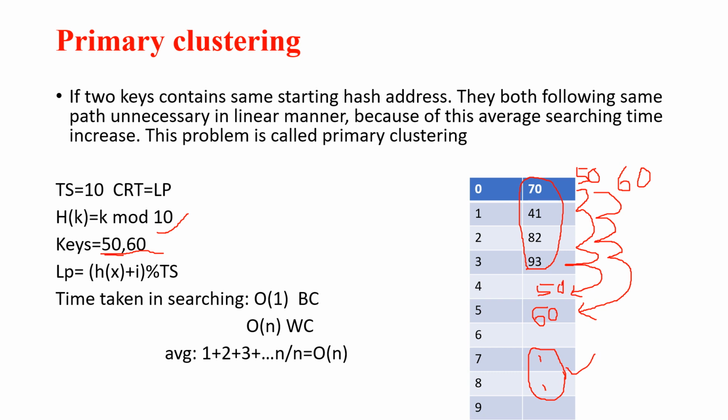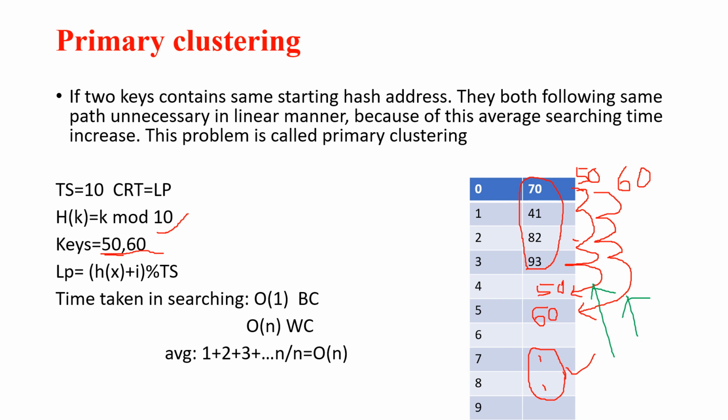Similarly, if 60 comes, its starting index is also 0. Then check whether the 0th index is free. If it is not free, then check the first index. No, that's also not free. Is the second index free? That's also not free. Is the third index free? That's also not free. Is the fourth index free? Not free. Is the fifth index free? Yes, free. Then it is stored there.